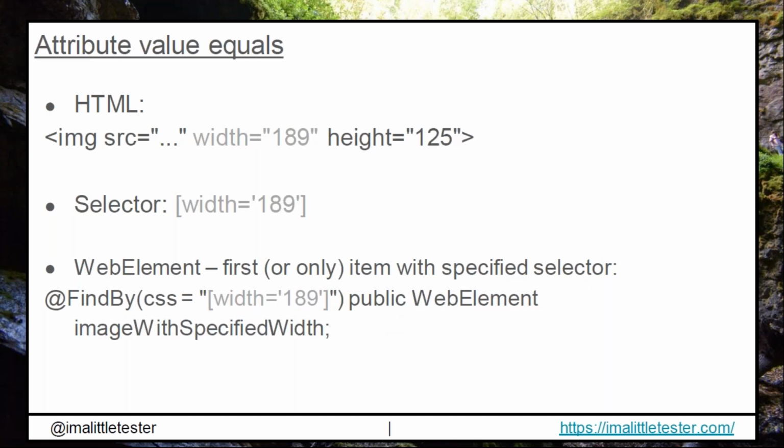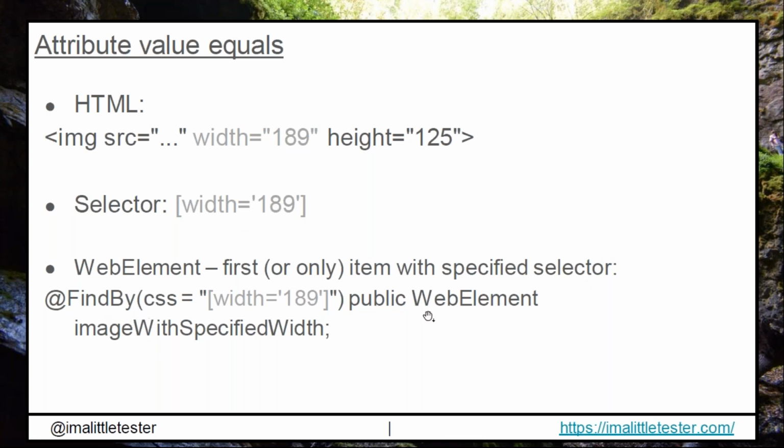In case we can only identify our elements based on some other attributes apart from the ID or the class, we can specify what that particular attribute is and what is the value for that attribute. So in this case, let's say that our image is the only one on the page whose width is 189. In this case, our selector will be, between square brackets, the name of that attribute equals the value. So this means that the web element will have the width exactly 189.